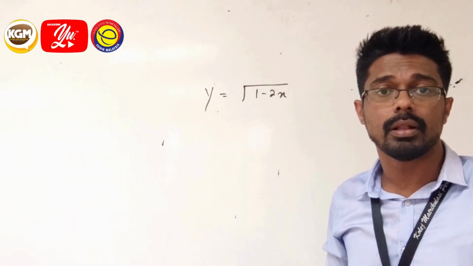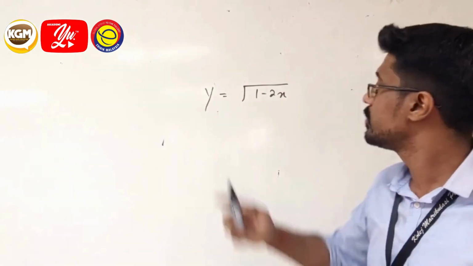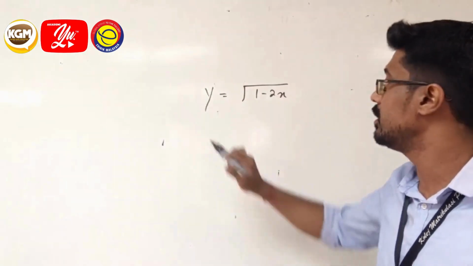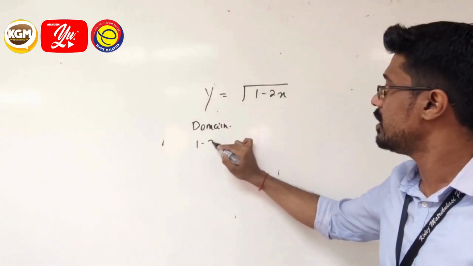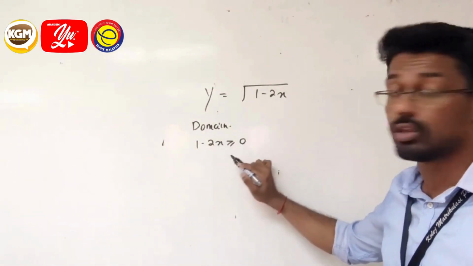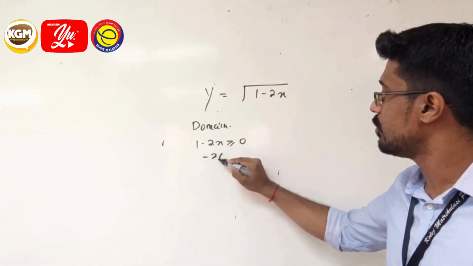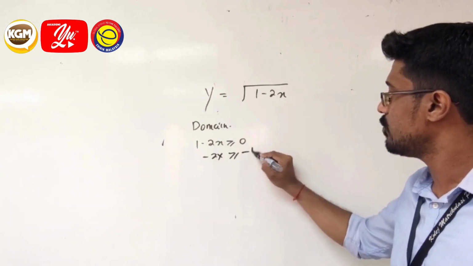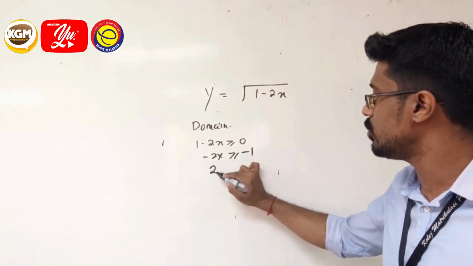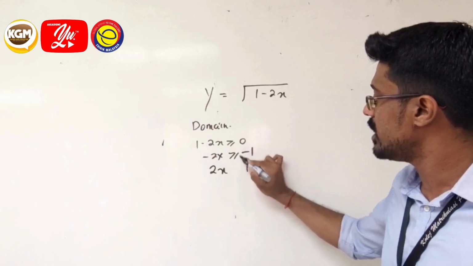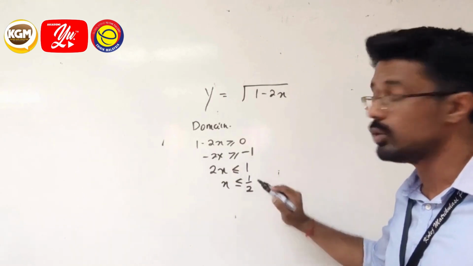Okay, now the second example. Again, a surd function. I need to work out the domain. Here, the domain is very simple. I need to make sure 1 minus 2x is always positive or equal to 0, because if negative, it's not going to be defined. I need to be very careful with this. I don't want the negative, so I multiply both sides by negative 1, which will give me 2x and 1. Please be very careful, your sign will change now. x is going to be less than or equal to 1 over 2.